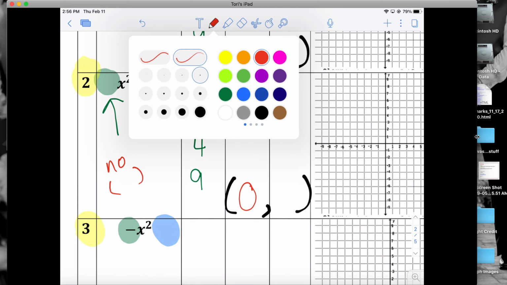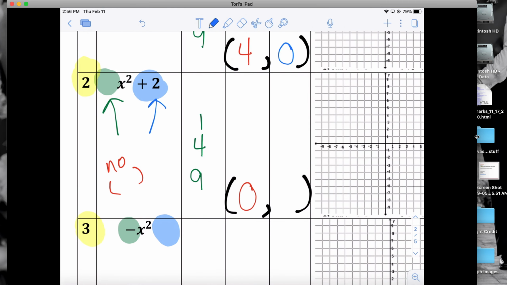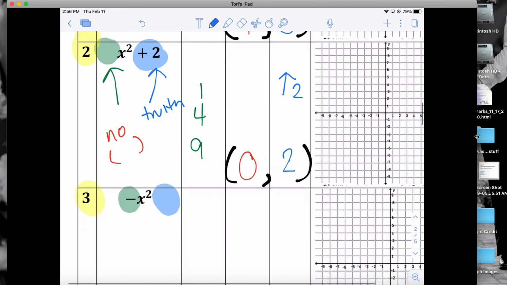All right, for the last part, I would say, is there anything going on after the squared or behind the squared? And yes, he's a +2. +2 means that he is going up 2. This guy tells the truth. He's not a liar. He says exactly what he's doing. Okay? All right, moving on to number 3.